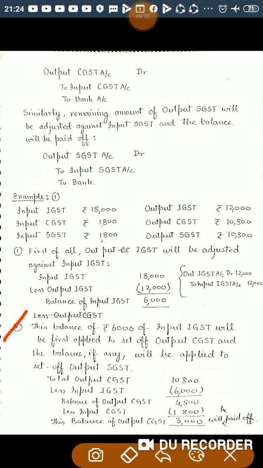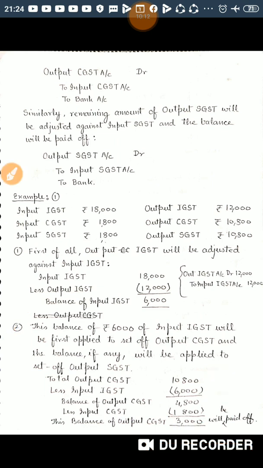So total output CGST is 10,800. Now we will deduct 6,000 from it, the balance of input IGST we have left. We deduct it from the output CGST. Now the balance of output CGST remaining is 4,800. Out of this 4,800 output CGST, we will set off input CGST, that is 1,800. So less input CGST 1,800, and the remaining balance of output CGST is 3,000, and this 3,000 will be paid off to the government.